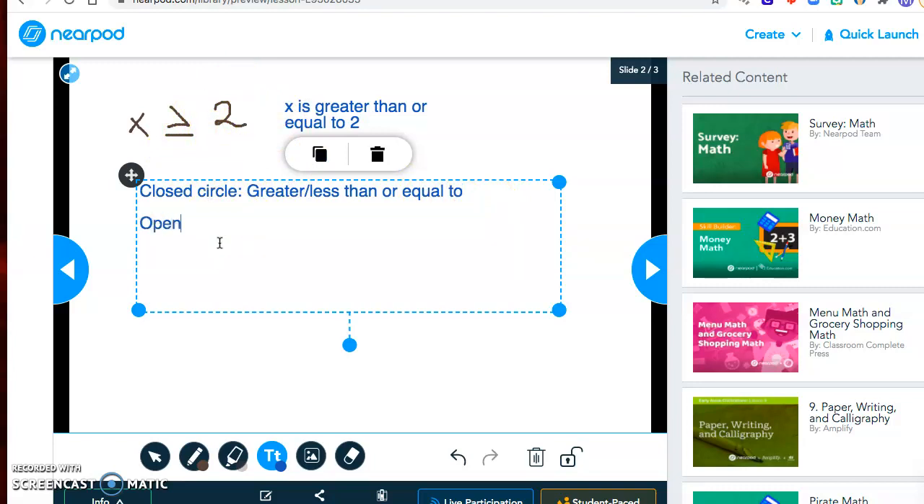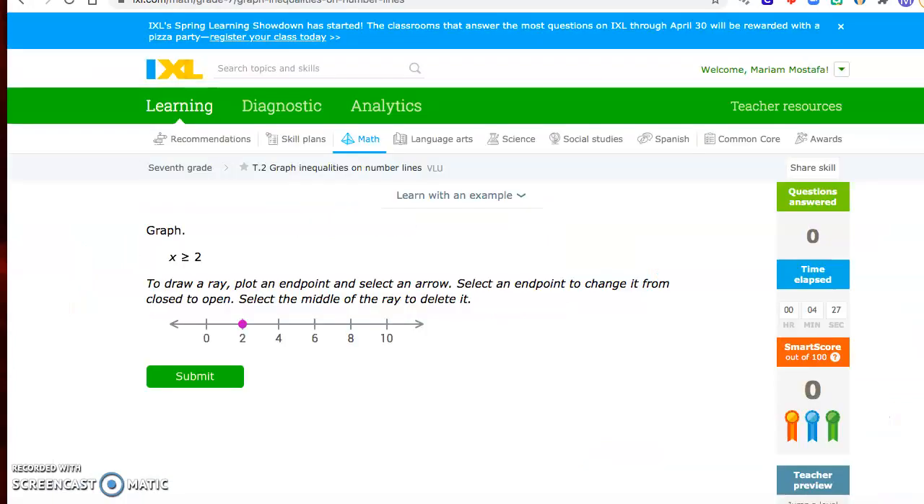An open circle means less than or greater than. So what am I talking about in terms of open and closed circles? On IXL, you could have either an open circle or a closed circle, so both are really important. You have to decide: is it open or closed? Because this is greater than or equal to, the circle is closed, because it's including that number. It's greater than 2 or equal to 2, so I'm having a closed circle.